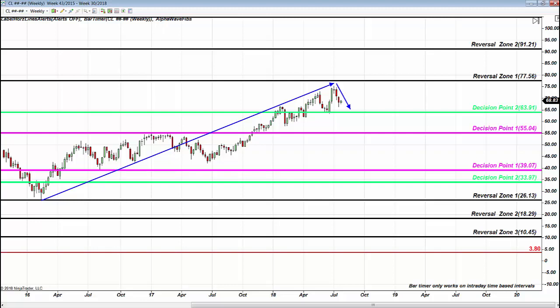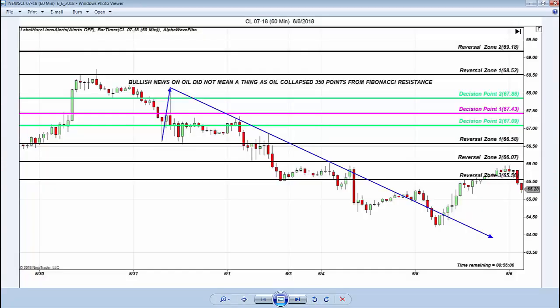And here's a couple of reminders from previous news events in the trading room. June 6. Bullish news did not mean a thing. Fibonacci reversal zone is present. Oil collapsed 400 points, as expected. Fibonacci reversal zone is present, just like on weekly, just like on monthly. This is your day trading chart. When price says reversal zone, do not buy, no matter how spectacular and bullish news is.